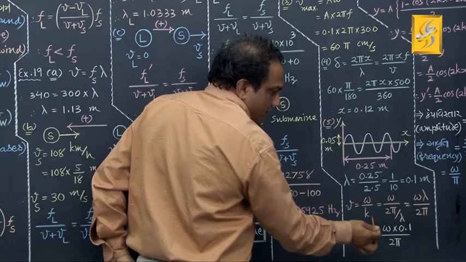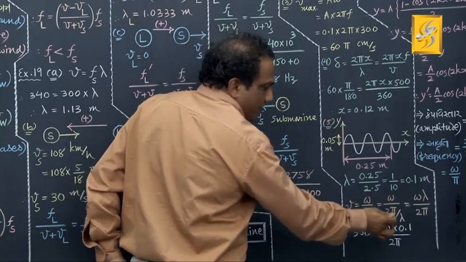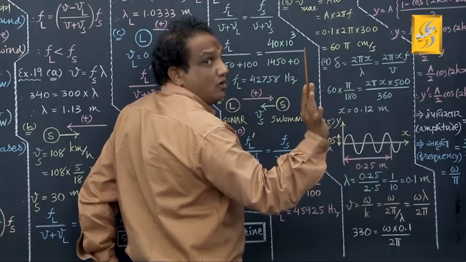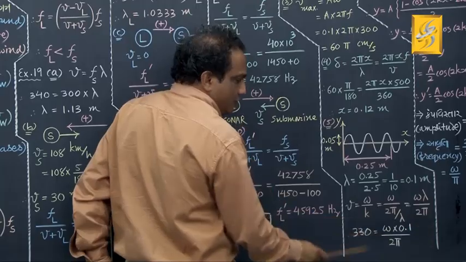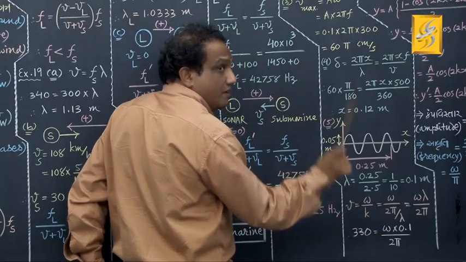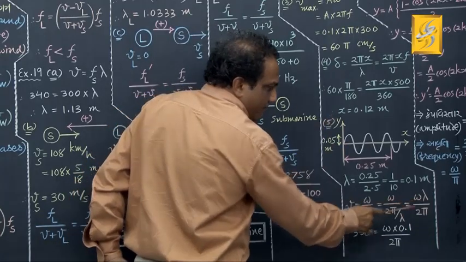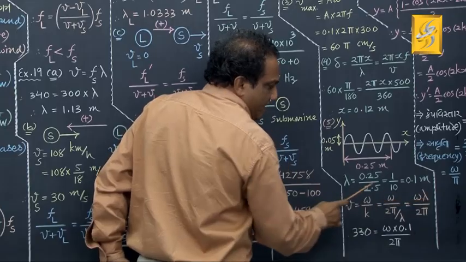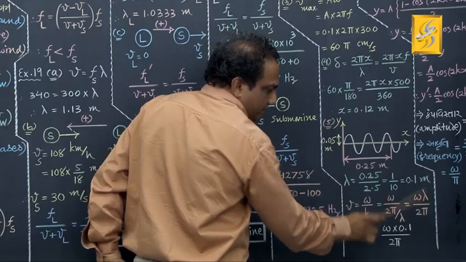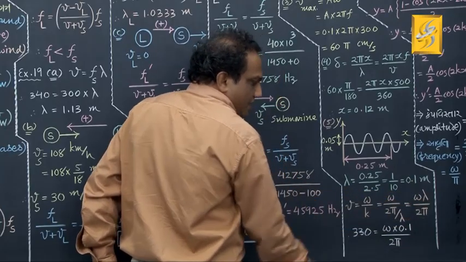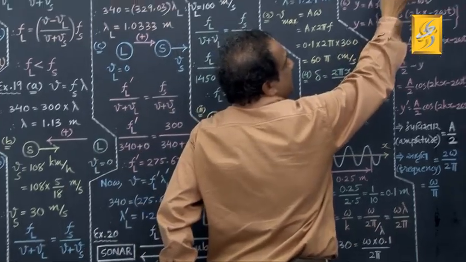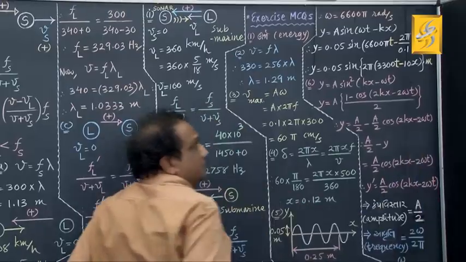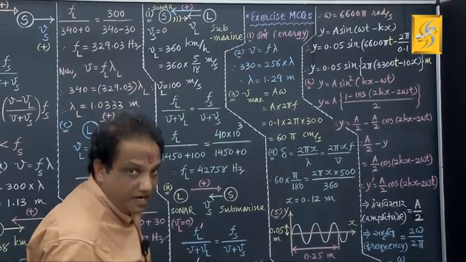Omega as it is, what about k? K is the wave vector, 2 pi upon lambda. Now this lambda will go up, correct? Put in the values: wave velocity is 330 meter per second, omega we are looking for, lambda we have found out, it is 0.1, 2 pi as it is. Now find out omega. Omega will get this much, 6600 pi radian per second.